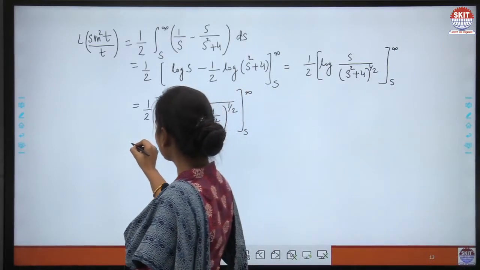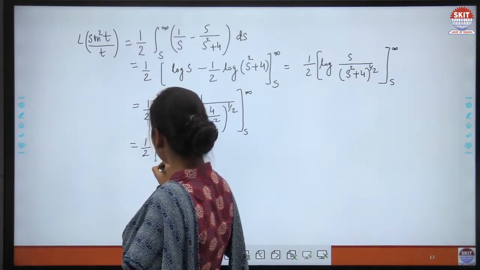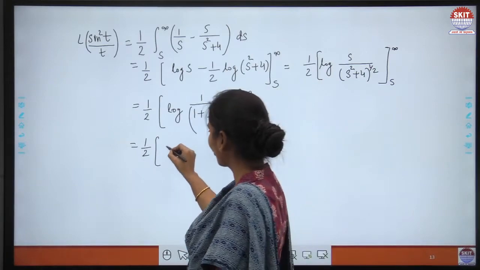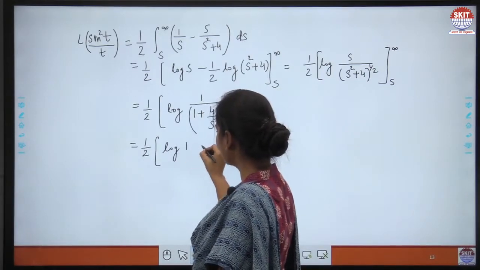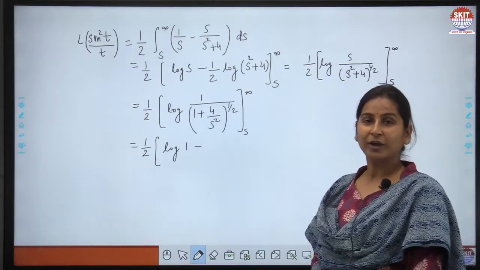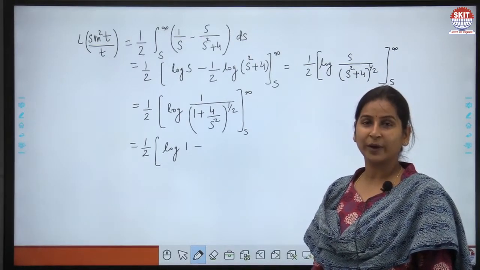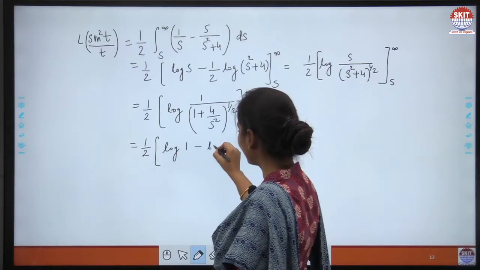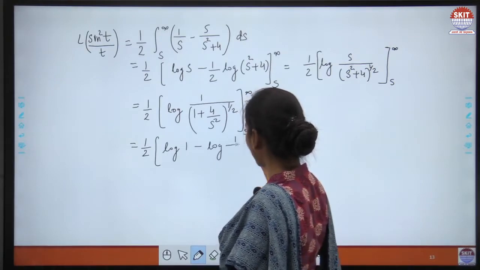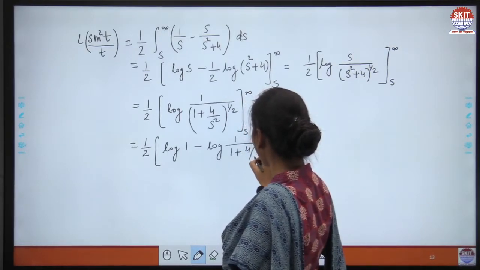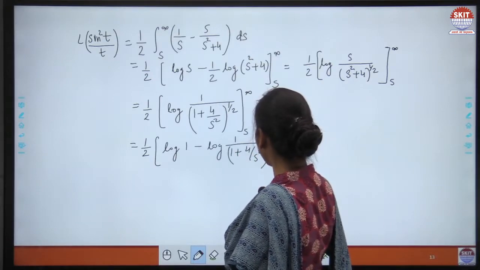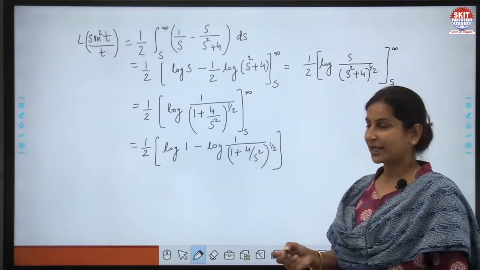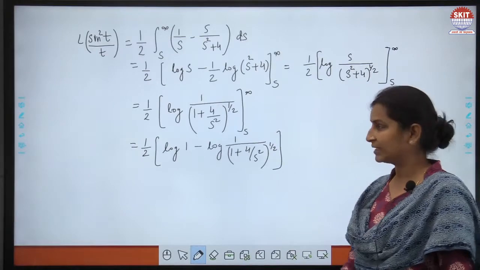So when I put the limit infinity, I'll be getting 1 by 2. Then at infinity, 4 by infinity is 0, and I will be getting log of 1 again. Remember this thing, whenever you are having the limits infinity, you have to adjust the function so that there is no s, there should be only 1 by s. Now when I put the lower limit s in this, the function remains same, and I have log of 1 upon 1 plus 4 by s square to the power 1 by 2. After that, log 1 is 0, minus can be taken inside, and the function u by v can be written as v by u.